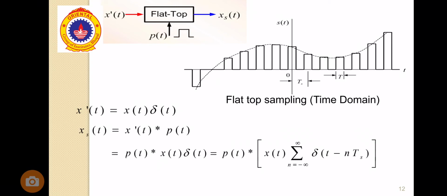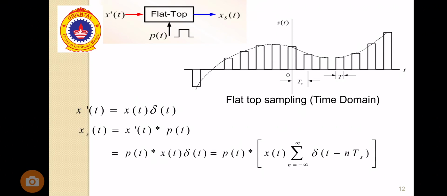This is a diagram of flat top sampling. x dash t and p(t) we are convolving, and we are getting the answer xs(t). This is the diagram of xs(t). The amplitude is constant for the particular interval. In flat top sampling, the amplitude is now flat. x dash t equals x(t) delta Ts(t).